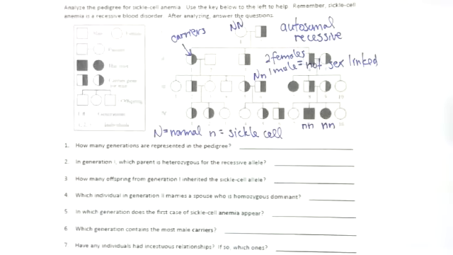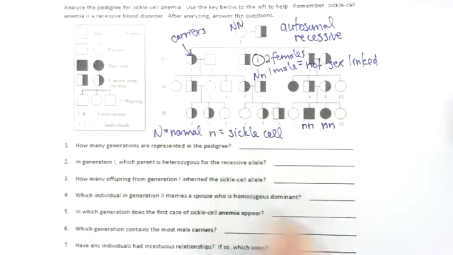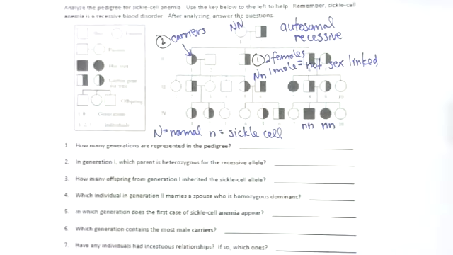But what are our tip-offs for autosomal recessive? One is our male to female ratio. We have equal amounts. That tells us whether it's sex linked or not. And two, do we have carriers?